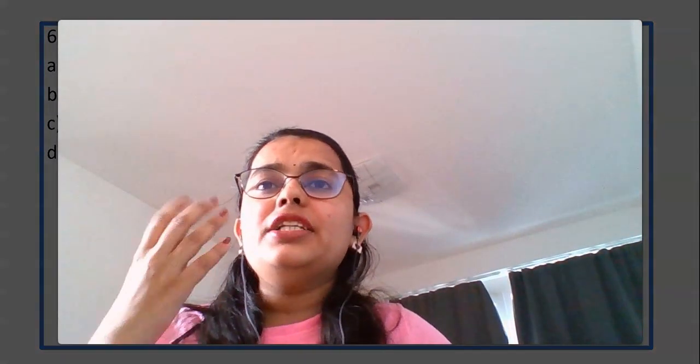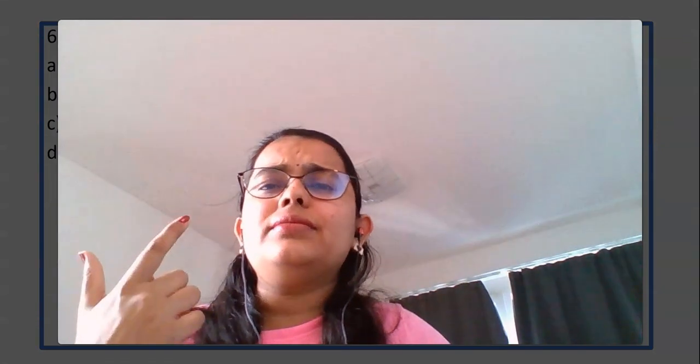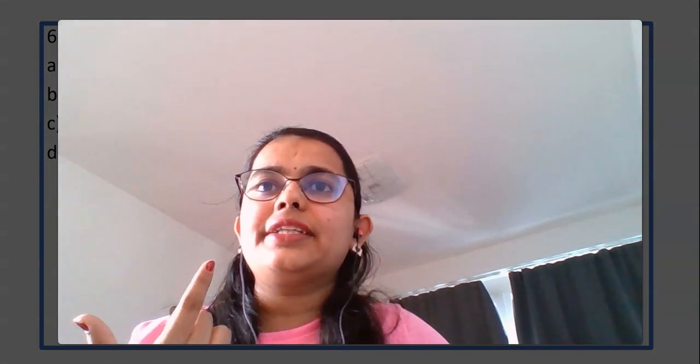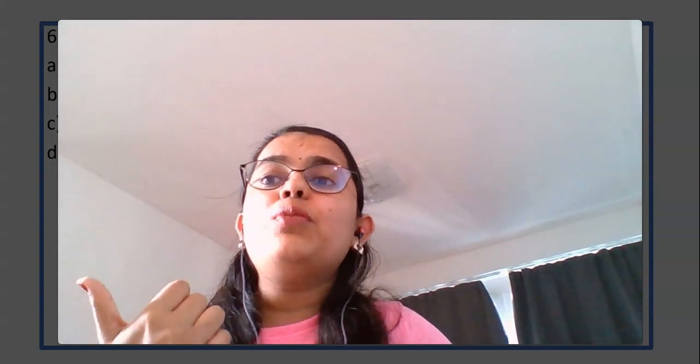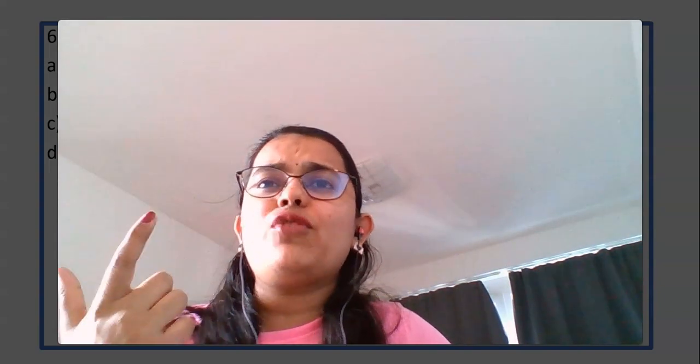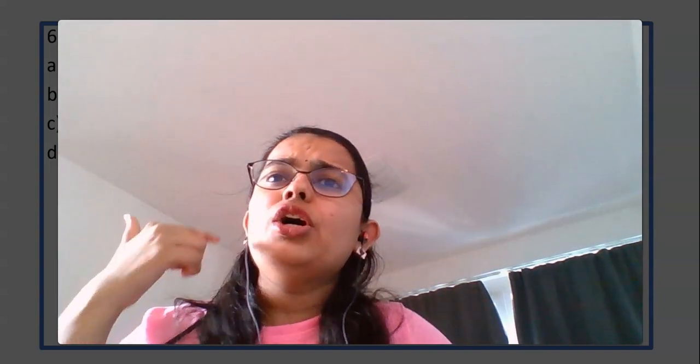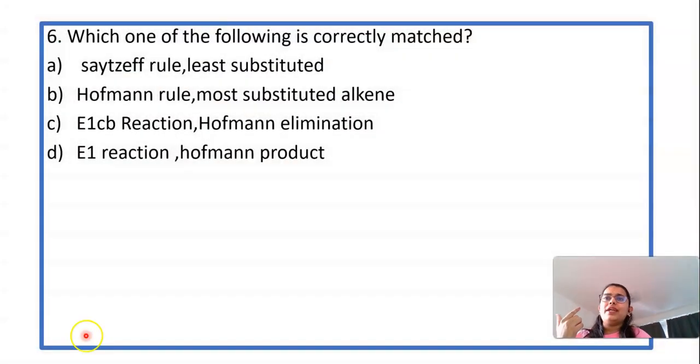In GPAT they will ask you questions in a roundabout way, so you have to prepare in both ways, not in a very straightforward way. You have to read it twice so you can get the clear answer. If you read it twice, you will see the least substituted alkene, and you have to identify from here which is correctly matched.